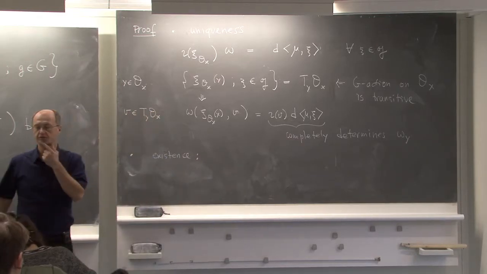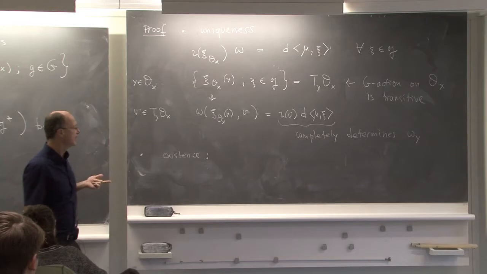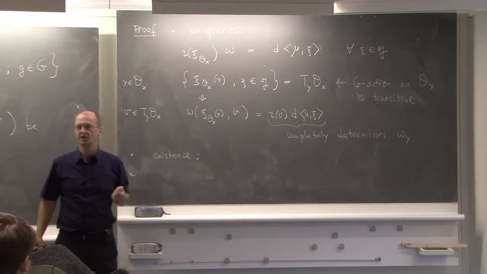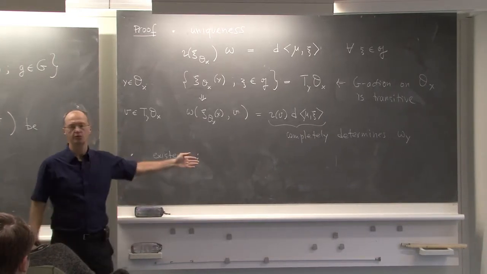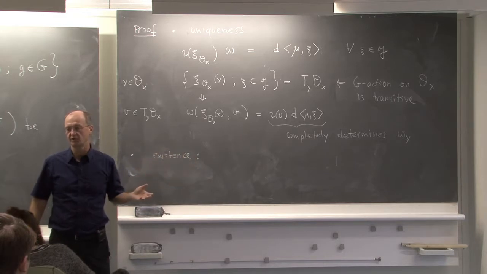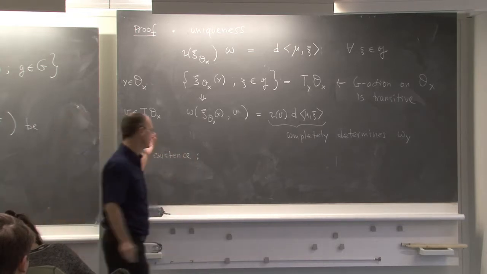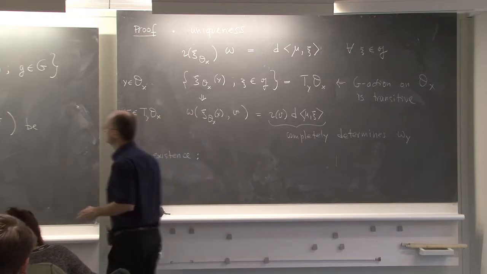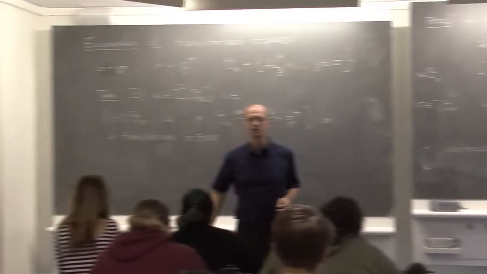So now we need to prove existence. Let me do it in the following way. Let me just give you the formula for omega, and then we check that it's well defined, that it is closed and non-degenerate.